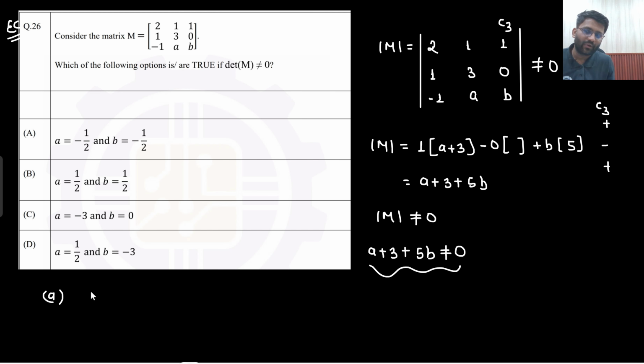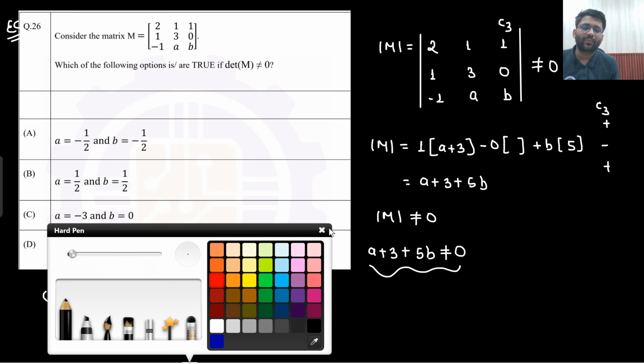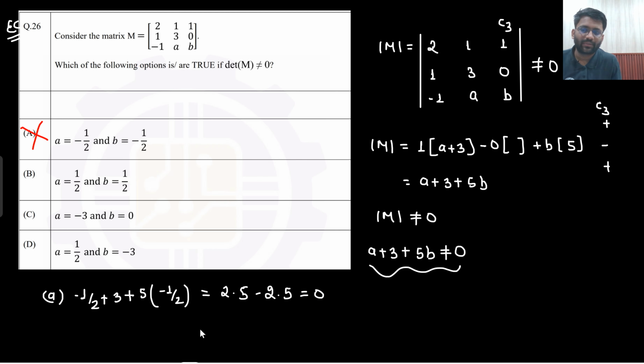In option A, if I put A equals to minus 1 by 2 plus 3 as it is, and I put B equals to minus 1 by 2 as well. So what I am getting? This will be 3 minus 1 by 2, that will be 2.5, and 5 into minus 1 by 2, that will also be 2.5. What you are getting? You are actually getting it 0. But you need the option where it should not be equals to 0. That means this will not be true.